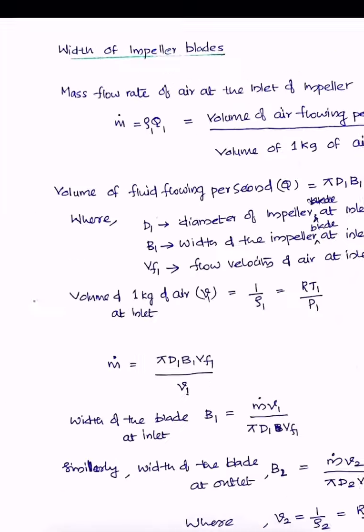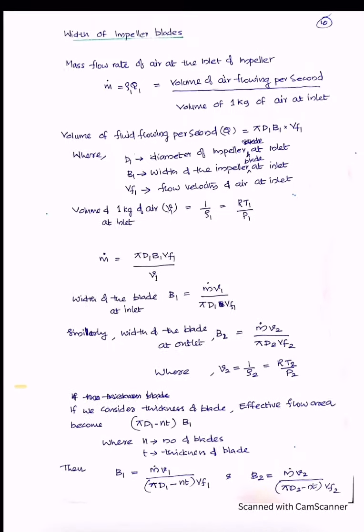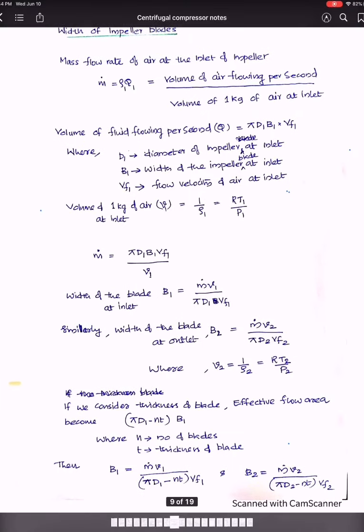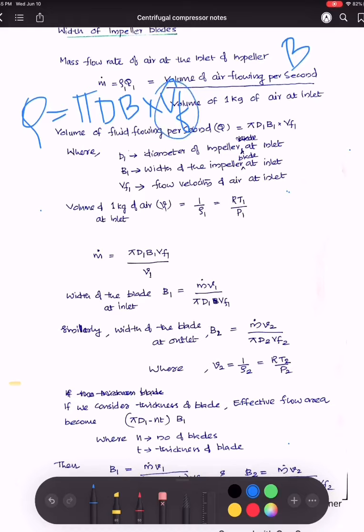So today we will discuss width of impeller blades. We'll start with the width of impeller blades. Now it's denoted by the letter B. Now the general equation is Q is equal to pi d B into Vf, where d is the diameter of the impeller, B is the width of the impeller, and Vf is the velocity of flow.